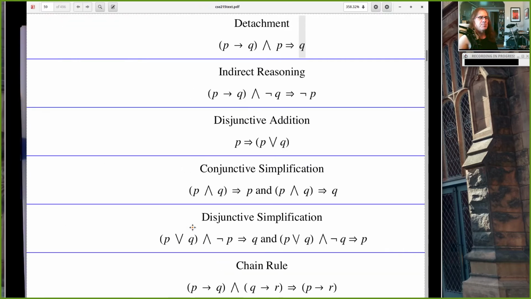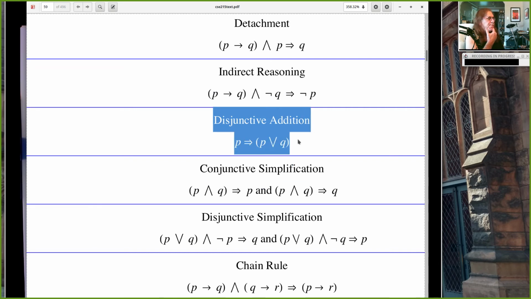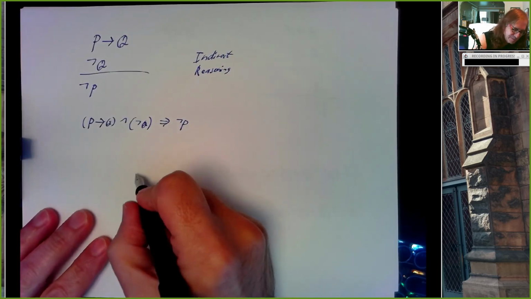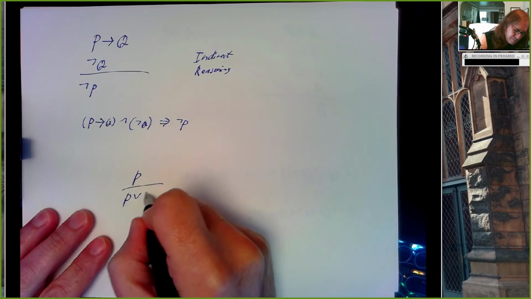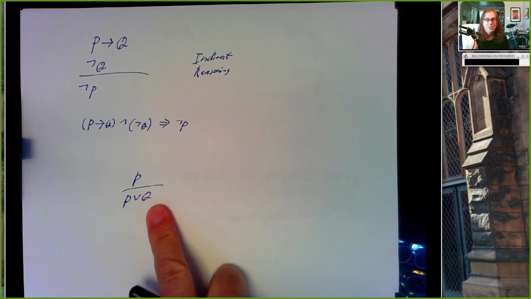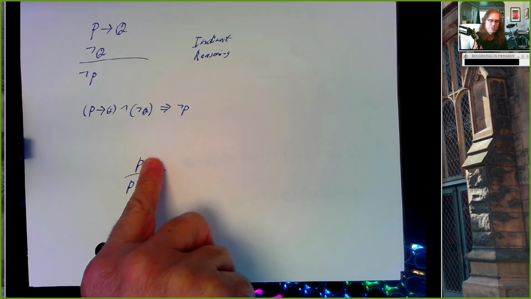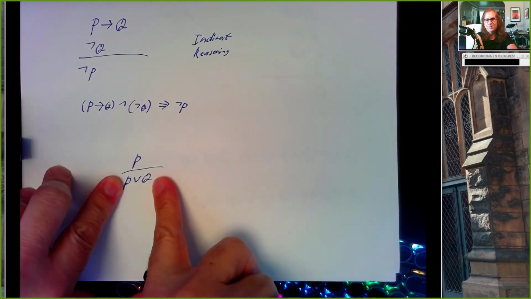So there's a number of these principles. There's direct reasoning or detachment. There's indirect reasoning. There's disjunctive simplification. P implies P or Q. Well, what the heck does that mean? It means if P is true, then P or Q is true. What's Q? Does not matter. 1 + 1 = 2. 1 + 1 = 3. Doesn't make any difference. If you're told that P is true, you're guaranteed that P or Q is true.